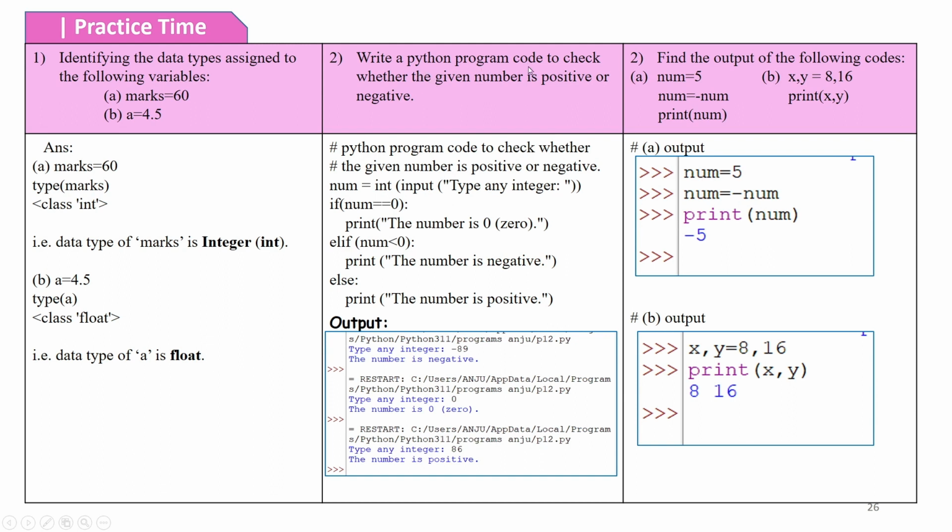Here, write a program code to check whether the given number is positive or negative. So how do you check whether a number is positive or negative?